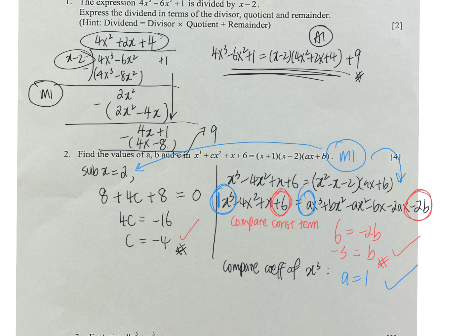Can you explain how we found it? Compare. There's only one x cubed term here, and that x cubed term must be equal. So if this is 1, this must be 1. So you compare term by term.